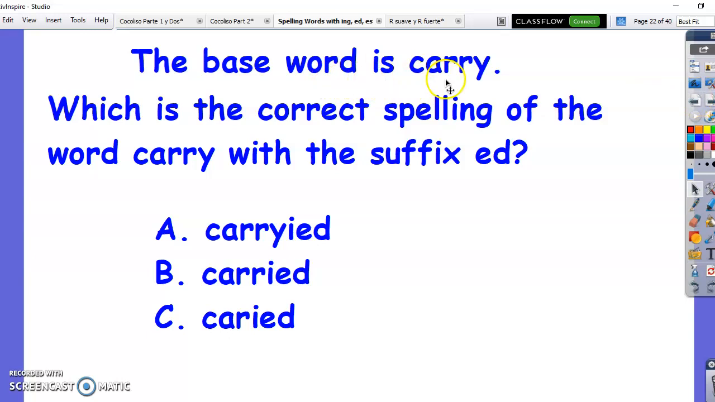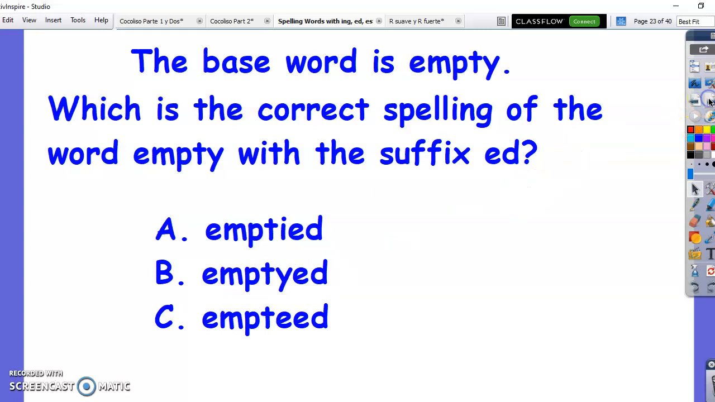So here the base word is carry. Which is the correct spelling of the word carry with the suffix ed? It's this one, B. You're dropping the Y and adding IED. You don't take one of the R's away though, the two R's stay. The base word is empty. Which is the correct spelling of the word empty with the suffix ed? Again, you drop the Y, add IED, so it becomes the spelling here where you see an A, emptied.